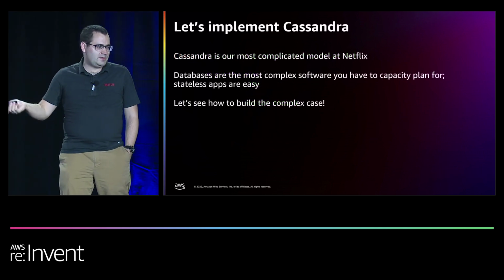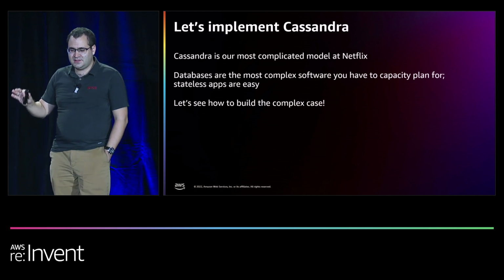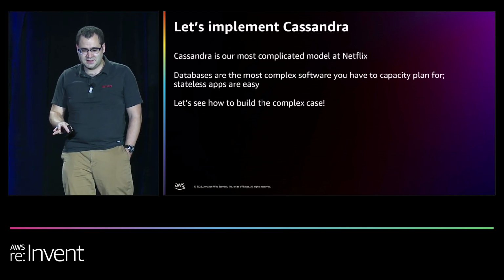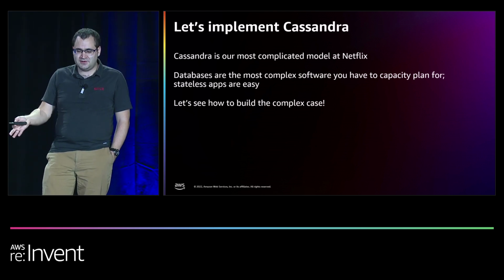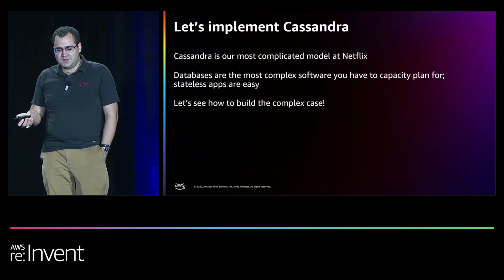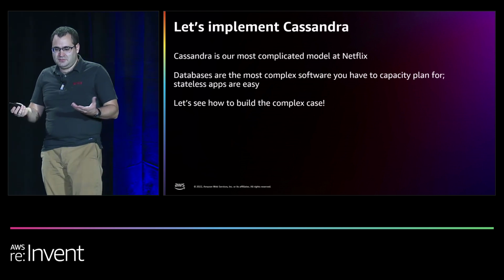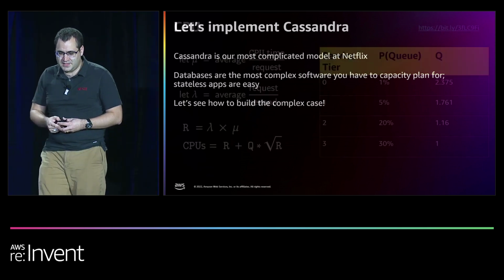All right, so in this talk, let's implement Cassandra. Let's go piece by piece. The reason is that Cassandra is the most complicated model at Netflix. Databases in general are the most complex software that you will have to capacity plan for. So let's see how to build the complex case. If we can do the complex case, then the simple case is easy, and we'll be OK. All right, so let's get into this.